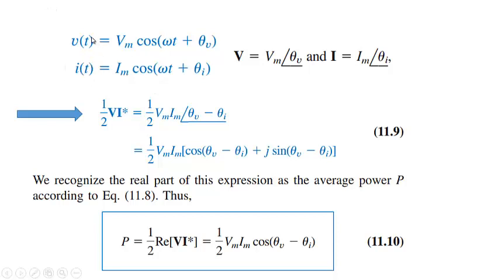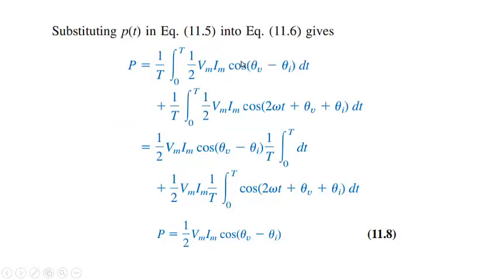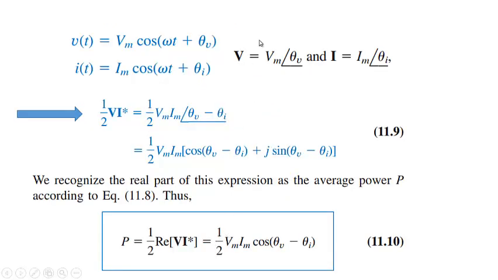Writing again, v is equal to Vm cos of omega t plus theta v, and i is equal to Im cos of omega t plus theta I. Writing in phasor form, we want to find this power in terms of phasors, whereas this is in the time domain. So V is equal to Vm angle theta v, and I is equal to Im angle theta I. I want to find the value of 1 by 2 into V into I star. I star is the conjugate of I. So it is the multiplication of these two, only we take the star of this. I star will be equal to Im angle minus theta I.